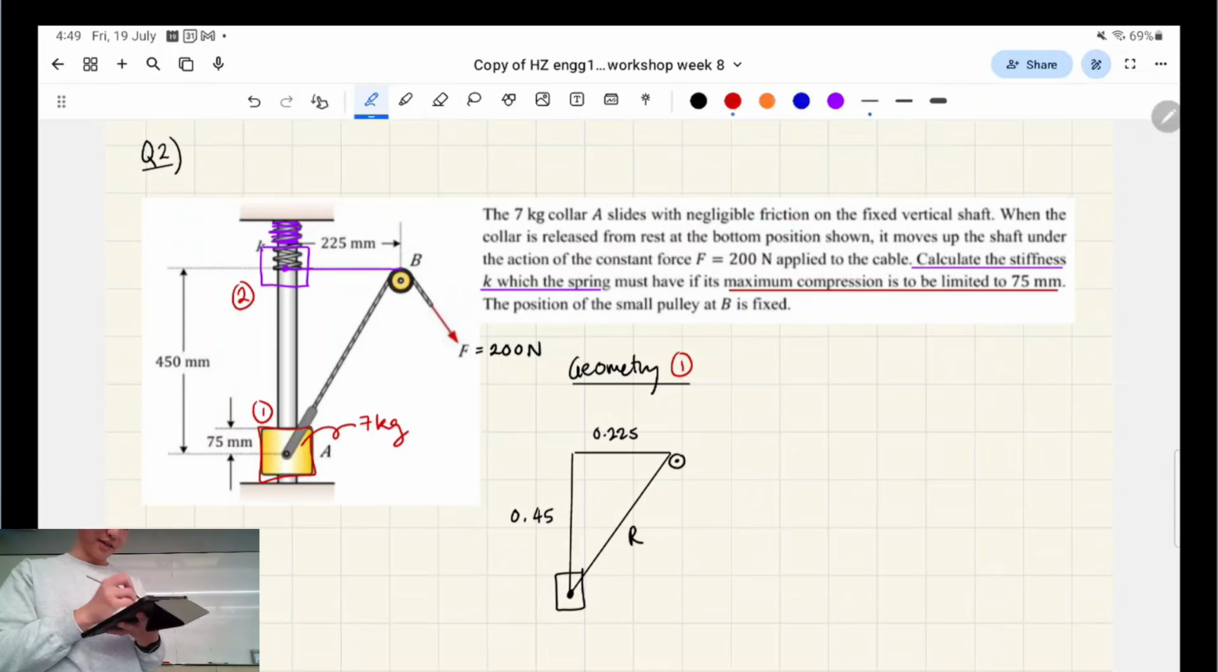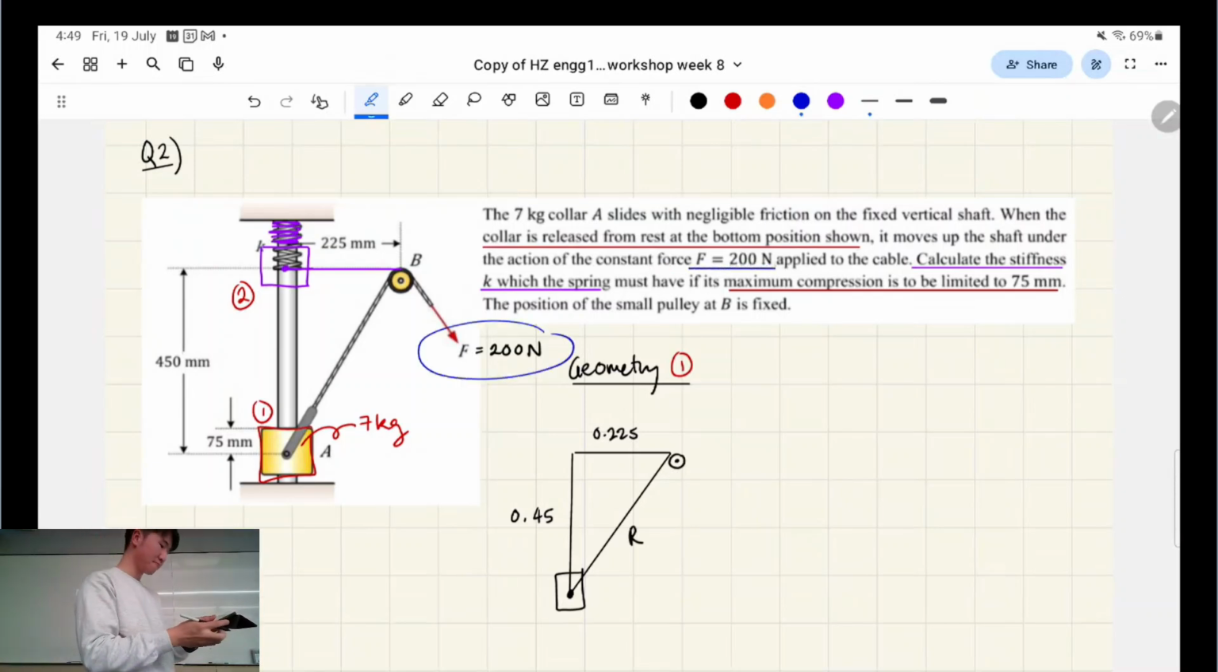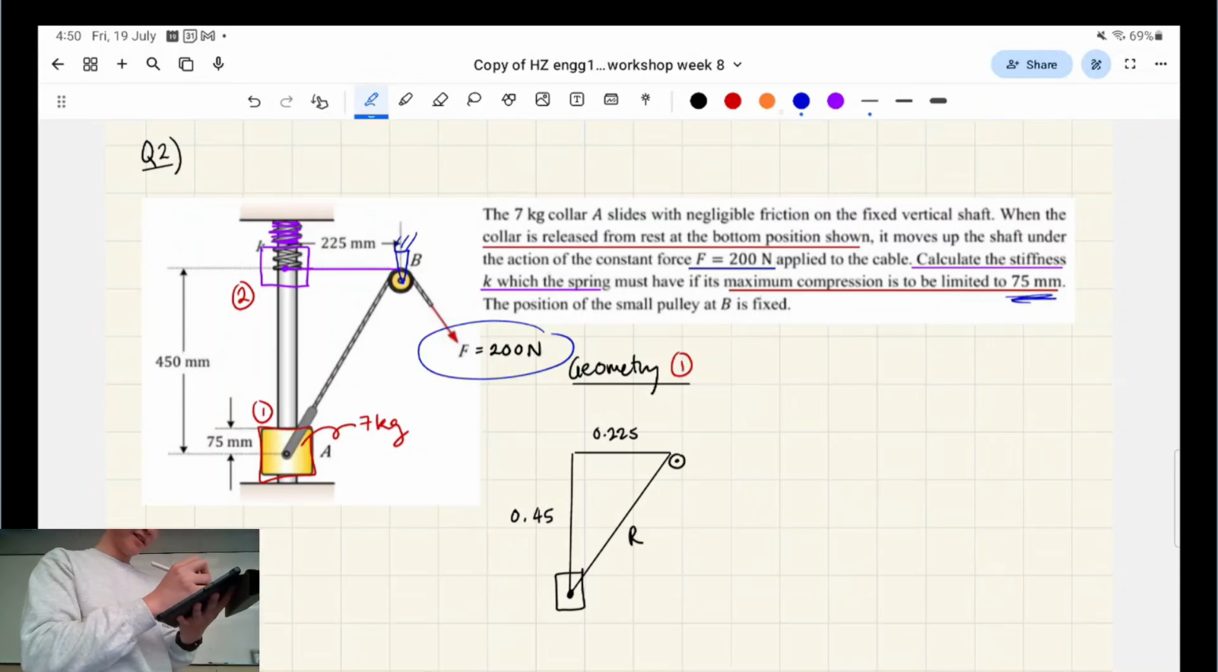Okay, so state 1, the collar is released from rest at the bottom, and it moves up the shaft under a constant pulling force of 200 newtons. Calculate the stiffness of the spring it must have if the maximum compression is to be limited to 75 mil, and this is actually a fixed pulley, right? Wait 1 second.